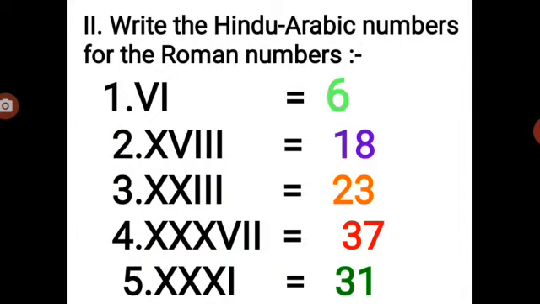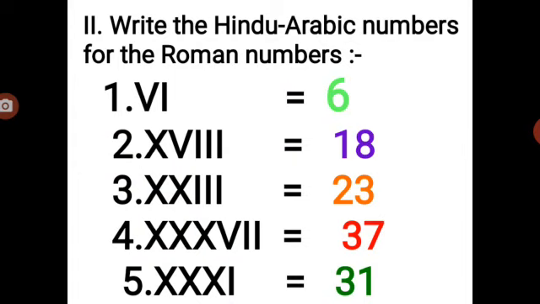Then the second one, XVIII. X for 10, V for 5, and 3 I's. So 10 plus 5 plus 3 is 18. The third one, XXIII. Double X means 20, plus 3 I's. So 20 plus 3 is 23.